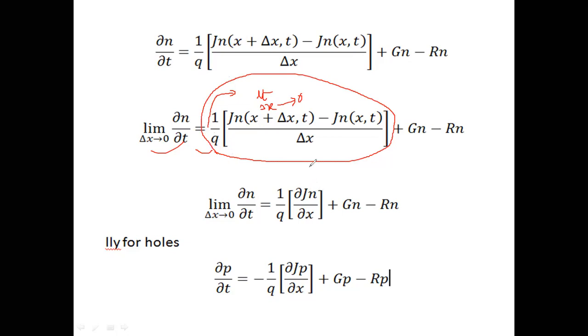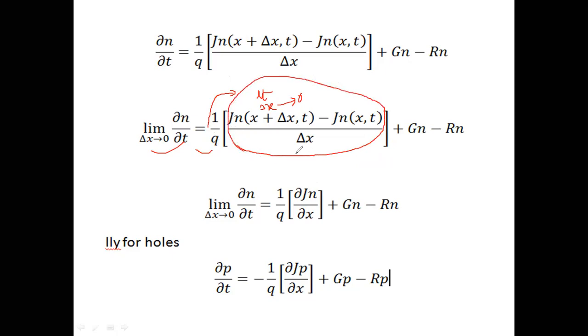So I can write like this. If you see, this is the general partial differential equation. Okay. So I can write this like this, dou Jn by dou x. Okay, basic equation, right? Plus Gn minus Rn. So this is the continuity equation for electrons, right? Similarly, for holes, I'll get like this.